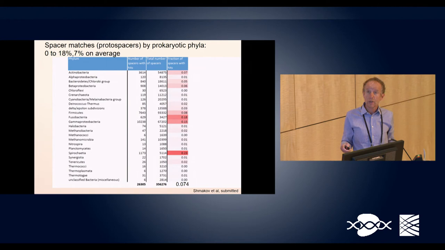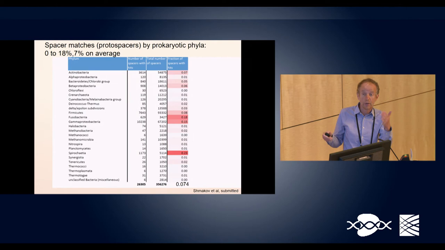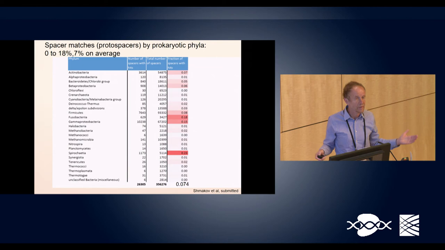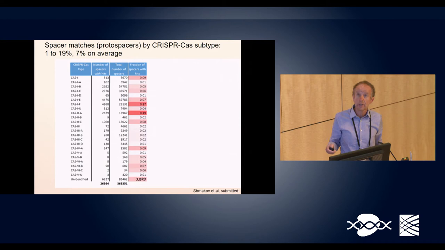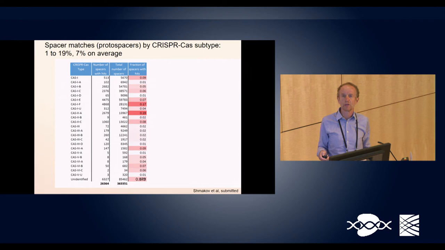These are a rather broad range, from no spacers with matches at all to 18%, a considerable number. I missed the largest number here, 23% in spirochetes. What kind of biology of these organisms it reflects, we can only speculate for now. Probably very interesting aspects of this biology. And here is the dissection by the types and subtypes of CRISPR-Cas systems. Understandably, the same average and about the same range again, showing that they function very differently with respect to the dynamics of spacer accumulation and loss.